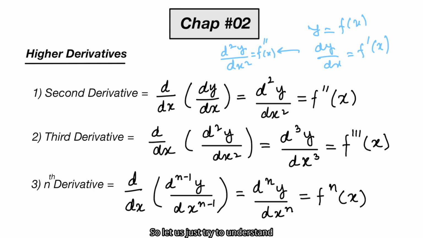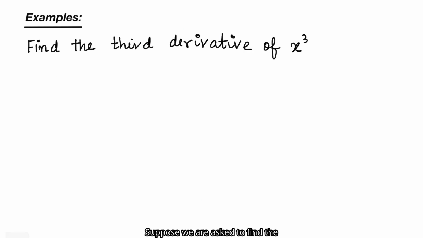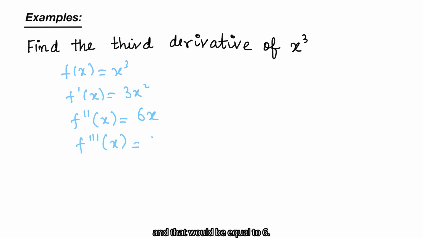So let us just try to understand it with the help of an example. Suppose we are asked to find the derivative of x cube. It's not just a simple derivative, it is the third derivative. What we have to do is, we'll write it as f of x is equal to x cube, that is the function, and we take its first derivative, and that would be equal to 3x squared. We take the second derivative, and that would be equal to 6x, and then we'll have the third derivative, and that would be equal to 6.